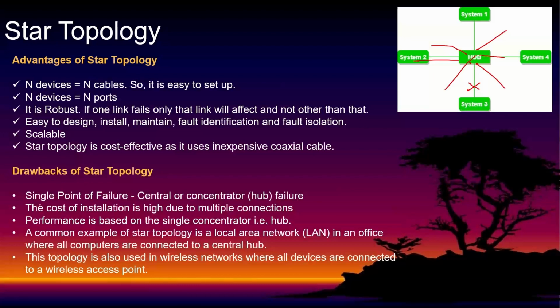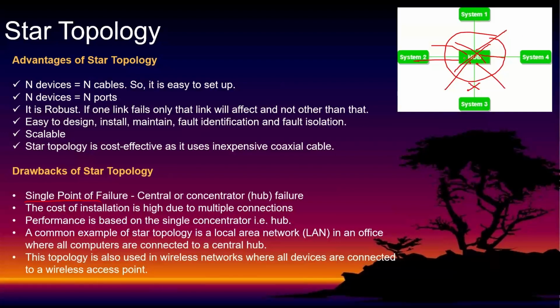But the problem is there is a single point of failure. If this centralized hub or concentrator or switch fails, then there is an impact to multiple systems in the department. So you can have multiple central devices to avoid a single point of failure. The cost of installation is high because you need to have multiple connections. If you want high availability, obviously the cost is going to increase. The performance is definitely based on the single concentrator. If there is a choke or a heavy load on the central system, it will impact all the systems that are connected. It's like a chain effect, right?